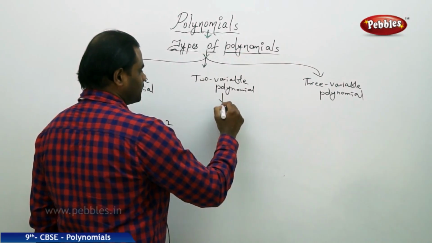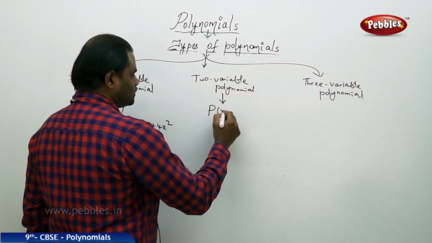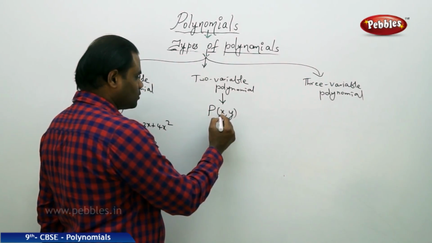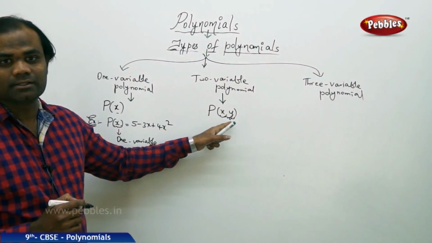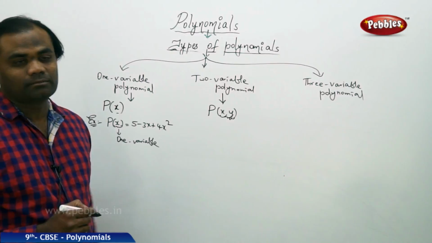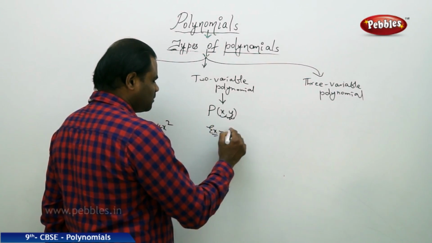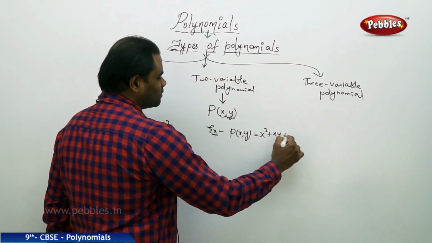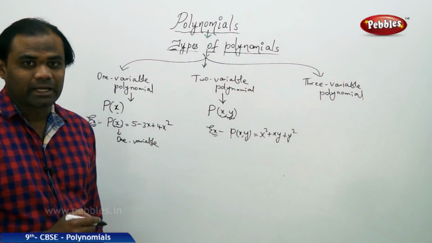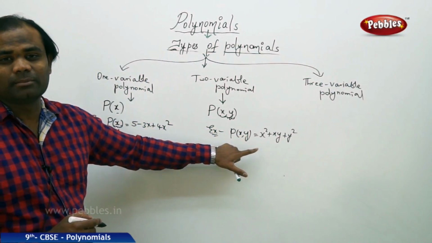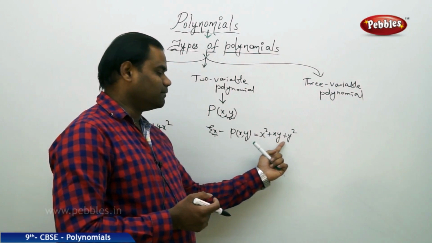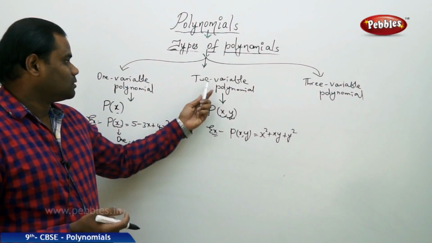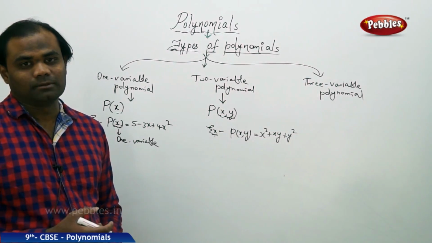That is, if I have a 2 variable polynomial generally denoted by p of x comma y, then we clearly identify that there are 2 variables x and y in the polynomial p of x comma y. For example, if I take a polynomial of the form p of x, y is equal to x square plus xy plus y square, then this is a trinomial of 2 variables, or a polynomial of 2 variables x and y. Here the variables being x comma y on the right hand side expression. So this comes to be a 2 variable polynomial.